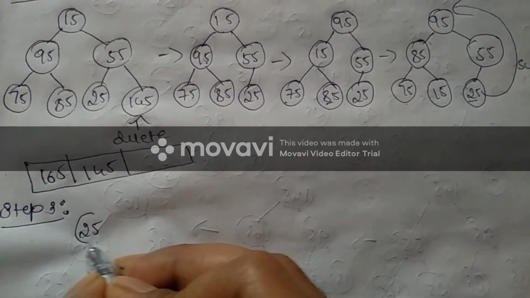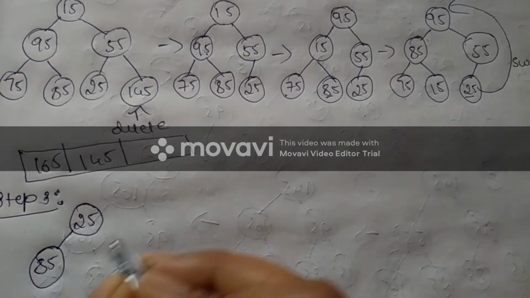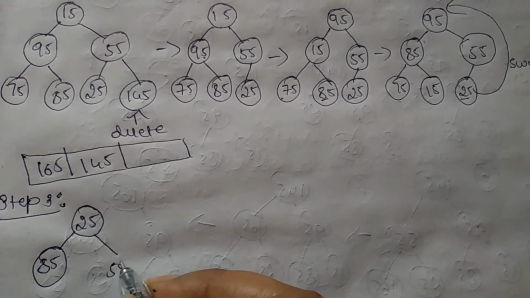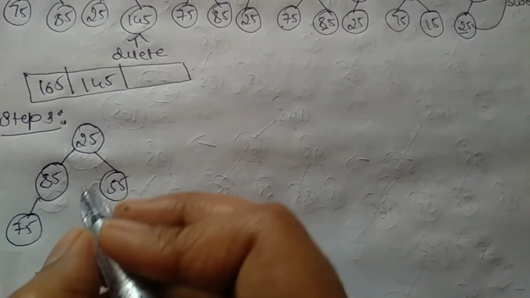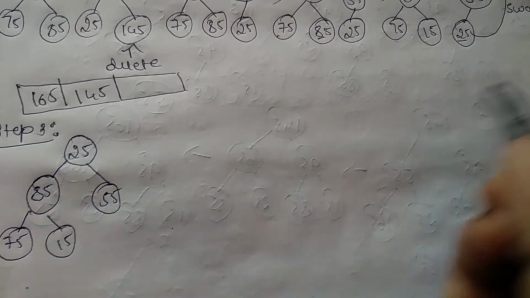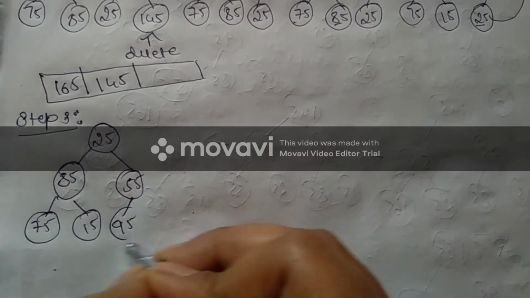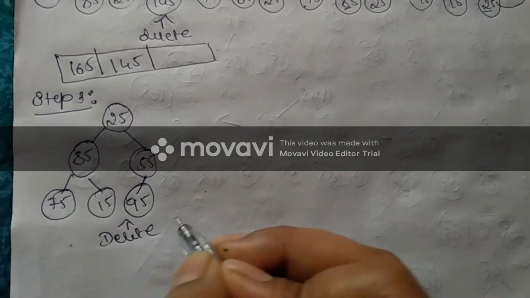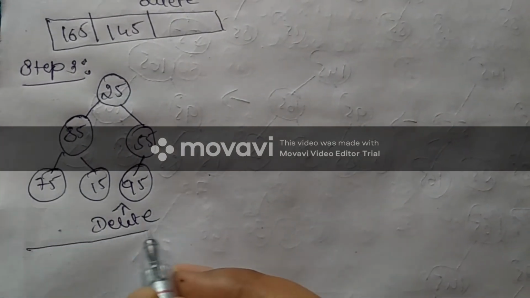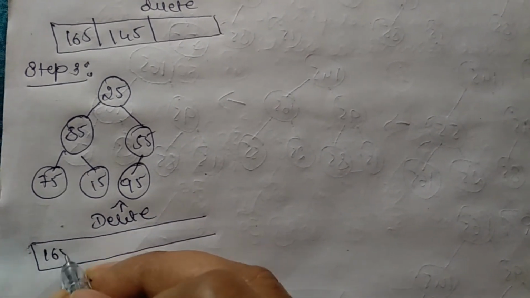So 25 will come to the root node. 85 remains as it is. Then 55 remains as it is. Here comes the 75. Here comes the 15. In place of 25, you have to write 95. Then what you have to do? Delete. Once it is deleted, write it in the array.